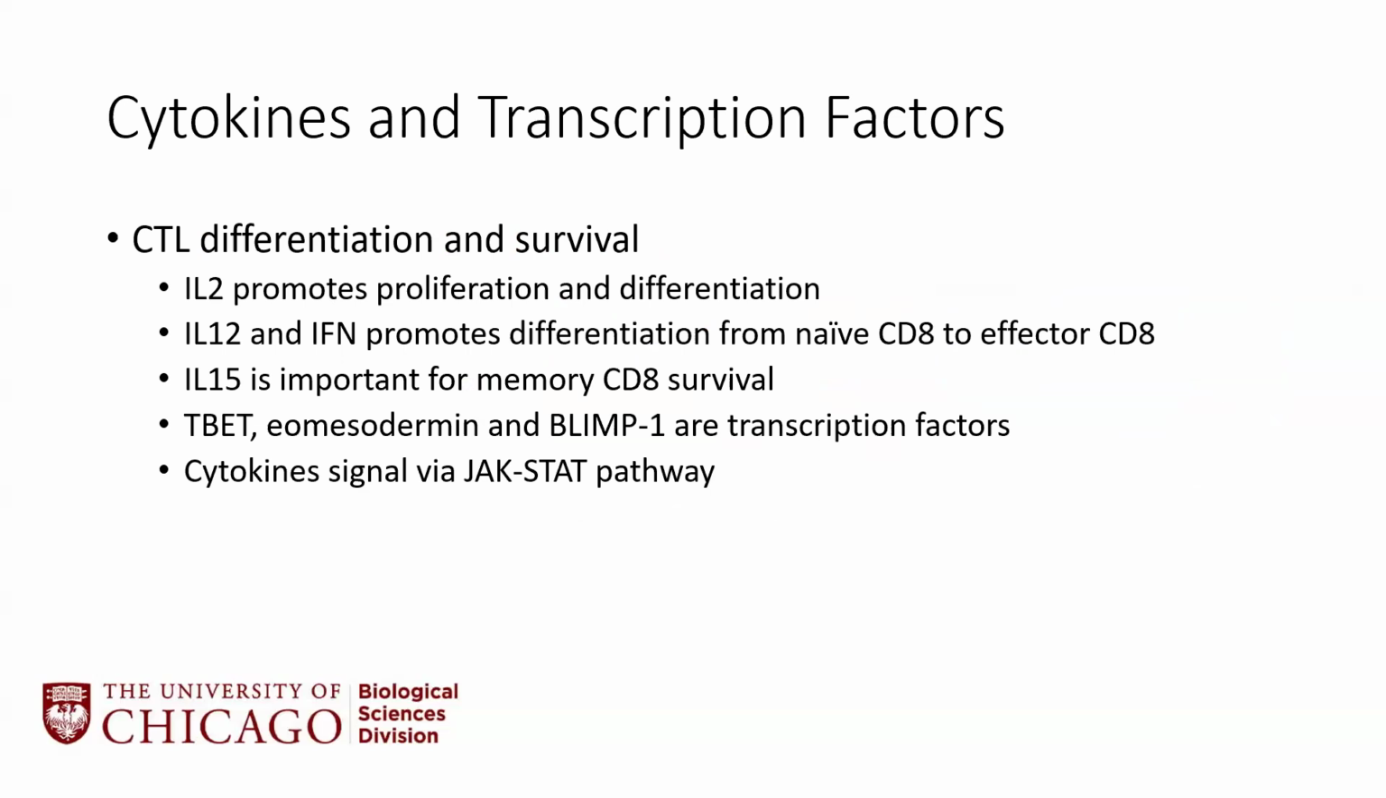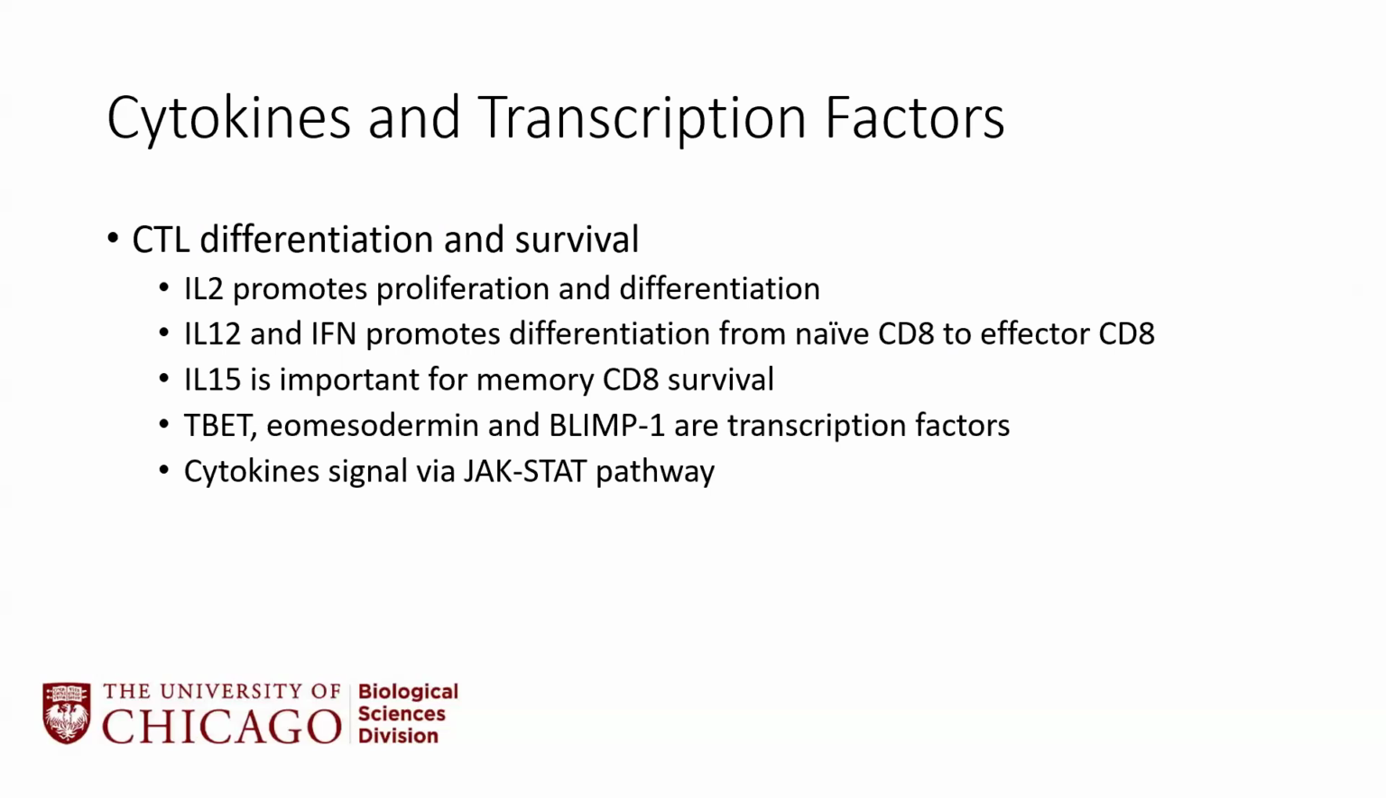So differentiation and survival of cytotoxic T lymphocytes, no different than any others. IL-2, again, promotes proliferation and differentiation. IL-12 and interferon will promote differentiation from a naive CD8 cell to an effector CD8 cell. IL-15 is important for memory CD8 survival. T-bet, eomesodermin, and BLIMP1 are transcription factors, and then typical cytokines will signal through the JAK-STAT pathway. So these are not that different or unique.